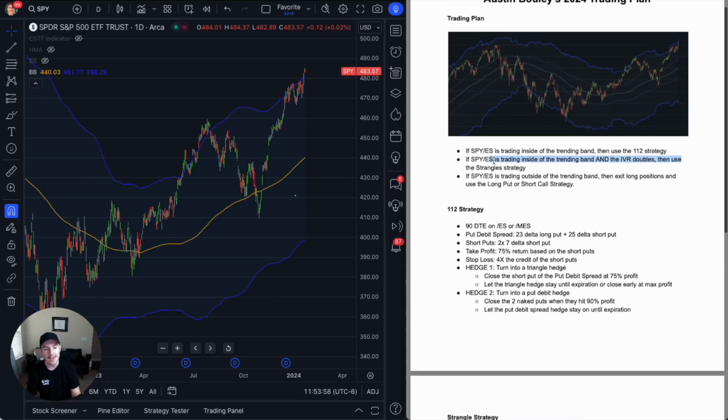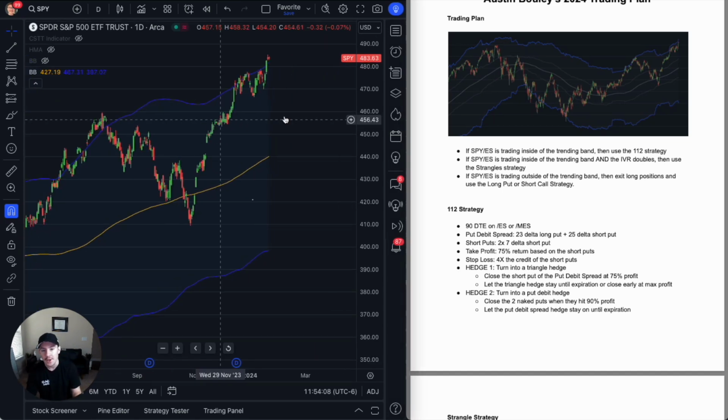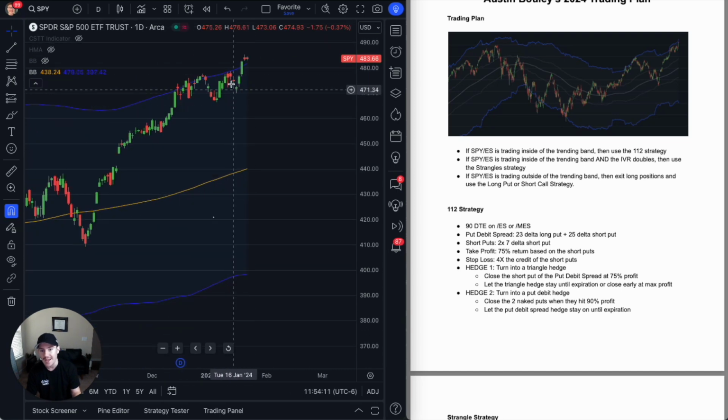Now next, if SPY is trading inside of the band and IVR at least doubles, then I will use a strangle strategy. This is one that I've actually used last week, when you can see here the market took a little dip down, and when the market dipped down, IVR doubled. It was currently around 7 on the ES and jumped up to 15, so it doubled. So I put on a strangle because when you're doing strangles, you're selling a lot of options. You're selling both a call and a put. So when you sell, you want the IV to go down. So when IV increases, you can sell strangles, and not only will the price go in your favor, but also IV will come down, allowing you to make a lot of money quickly.